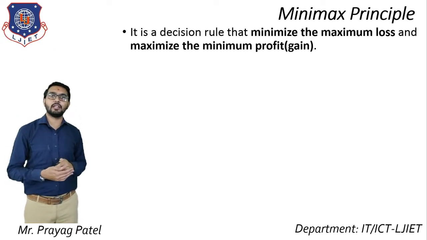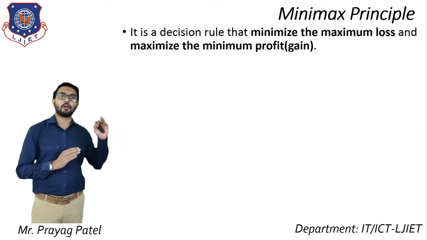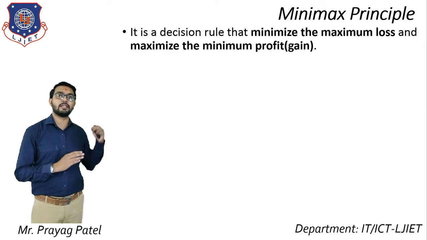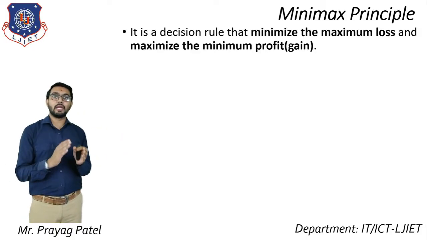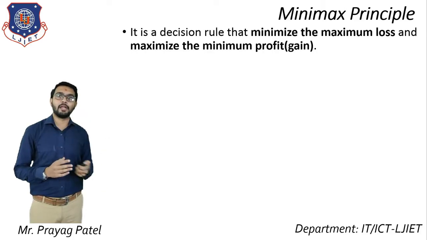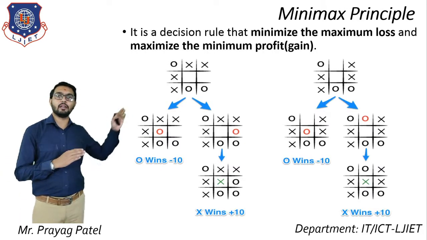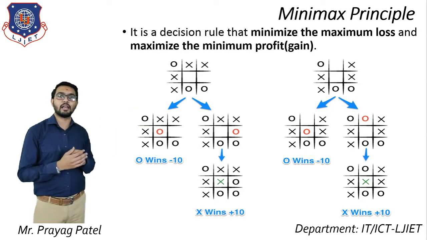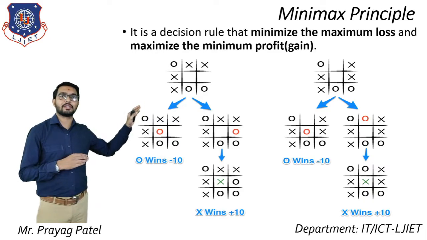Here consider it is a decision rule: minimax means minimize the maximum loss and maximize the minimum profit, meaning your target is to make minimum loss and maximum profit. Now consider one example of the given problem. Here consider the 0 and cross example. Here consider one possibility, only 2 spaces are remaining in this first figure.